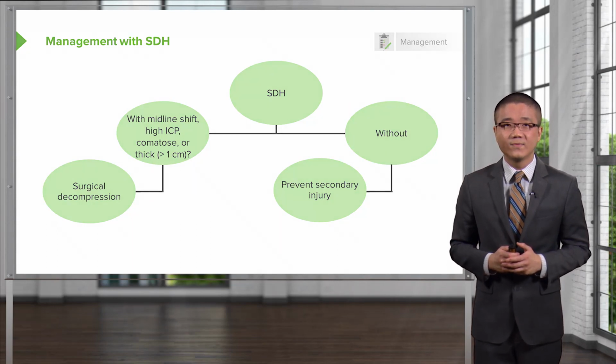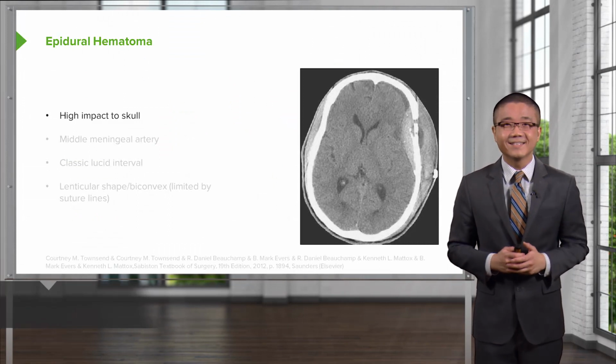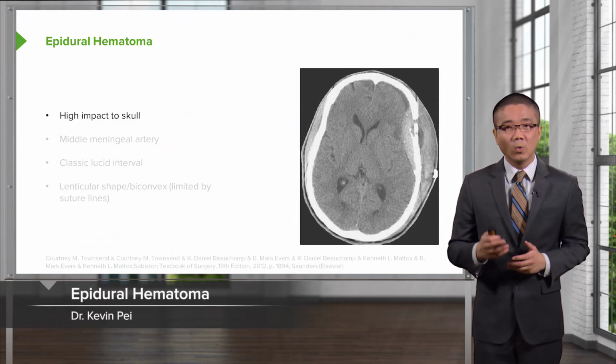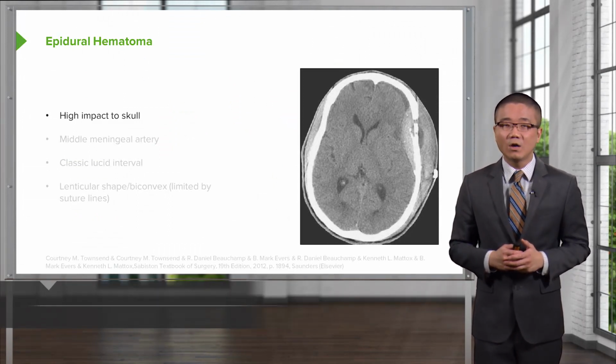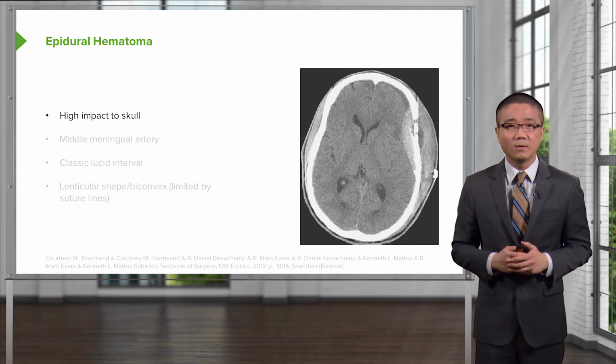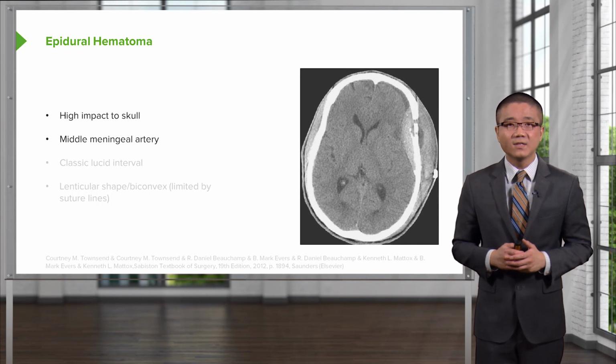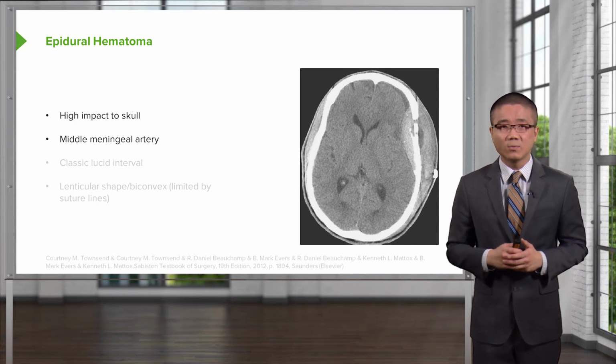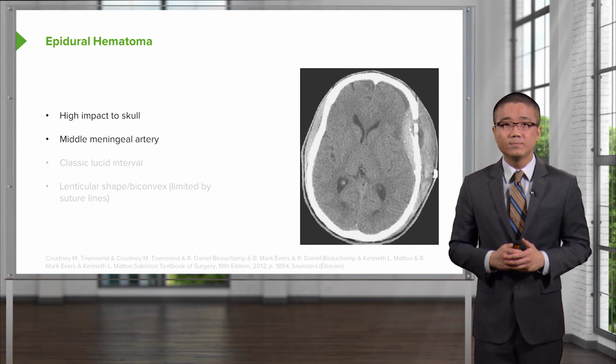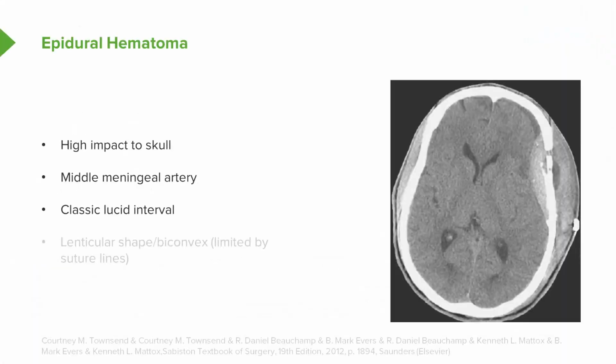Let's move on and discuss epidural hematomas. Once again, epidural hematomas are associated with high impact to the skull. Unlike subdurals, which are associated with bridging veins, the epidurals are associated with the middle meningeal artery. In a clinical scenario, this is often described as the classic lucid interval, where the patient immediately following the trauma may actually be lucid, and after about 30 minutes to an hour has a second comatose episode.